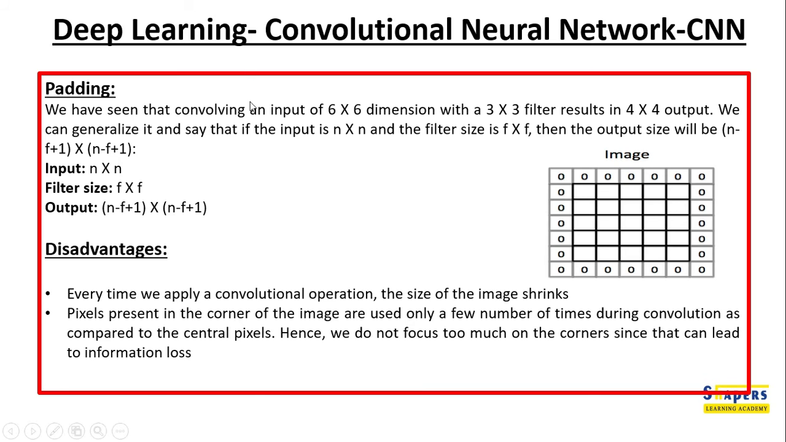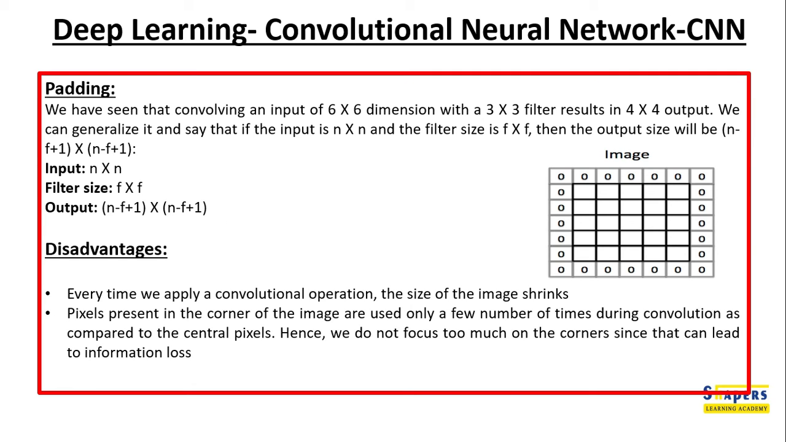We have seen that convolving an input 6 cross 6 dimension with a 3 cross 3 filter results in a 4 cross 4 output. We can generalize it and say that if the input is n cross n and the filter size is f cross f, then the output will be n minus f plus 1 into n minus f plus 1. So 6 minus 3 is 3, plus 1 is 4. So if the input is n cross n, and the filter size is f cross f, the output is n minus f plus 1 into n minus f plus 1.